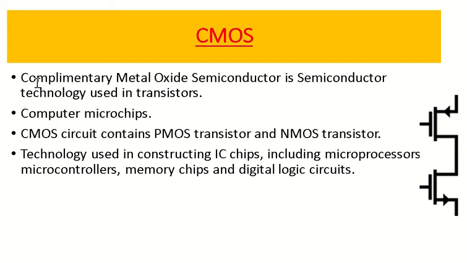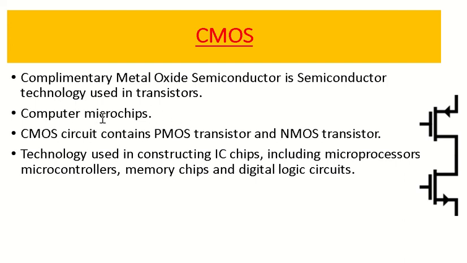Coming to CMOS, the full form is complementary metal oxide semiconductor. This is the full form of CMOS. So complementary metal oxide semiconductor field effect transistor also we can say. Complementary metal oxide semiconductor is a semiconductor technology used in transistors. So in transistors, usually this CMOS technology is used. As I said, CMOS we usually understand or refer to as a technology type. So that is a major thing.